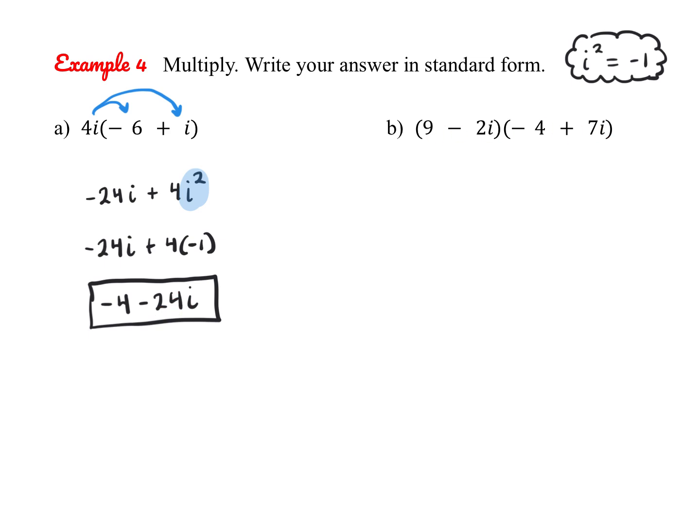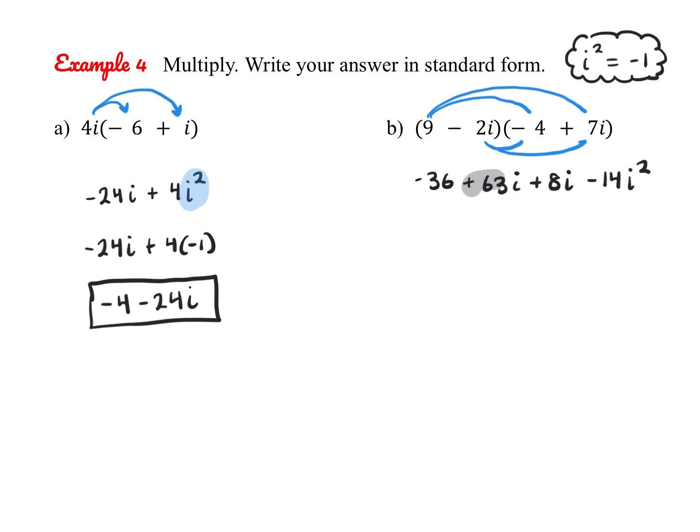All right, now let's try a binomial times a binomial. We're going to FOIL it out. So we can start with 9 times negative 4, which is negative 36. 9 times 7i, so 63i. And then here we have negative 2i times negative 4, so positive 8i. And then we have negative 2i times positive 7i, so negative 14i squared. We will combine like terms.